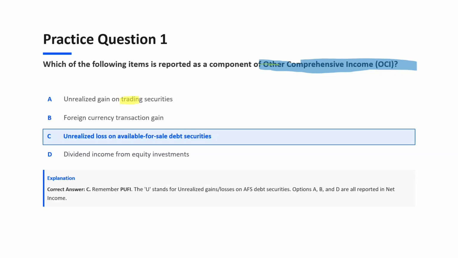Foreign currency transaction gain. There's a transaction here and a gain happened. That's why it goes to net income. Dividend income goes to the income statement. So unrealized gain or loss on available for sale debt securities goes to other comprehensive income.